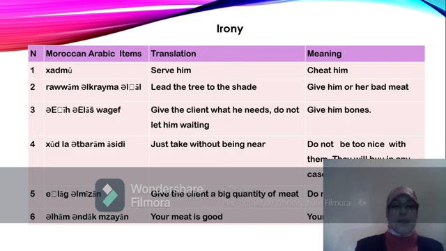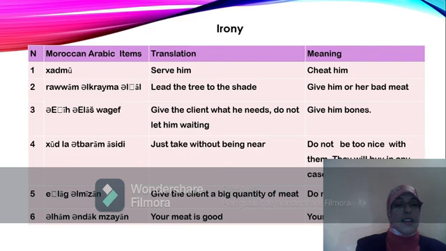Item number 5, "علق الميزان." The translated meaning is: give the client a big quantity of meat, which in the real meaning is: do not cheat. So here you can notice a kind of irony between what is said and what is hidden as a secret language or a secret message.